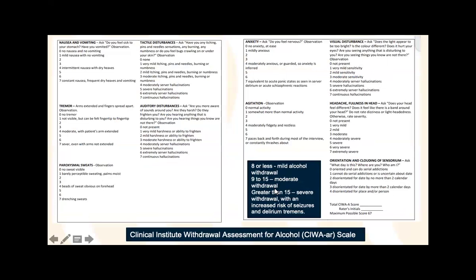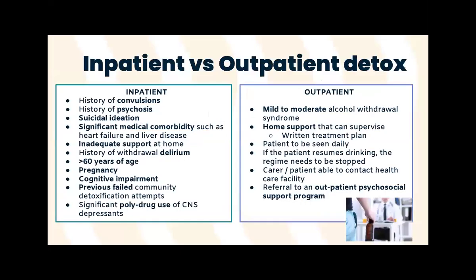And if there's more than 15, then there's an increased risk of DTs, and you want to keep a really close eye on those patients. You can also use this scale when somebody's going through withdrawal to roughly keep an eye on what their withdrawal symptoms are like and tailor your treatment accordingly.